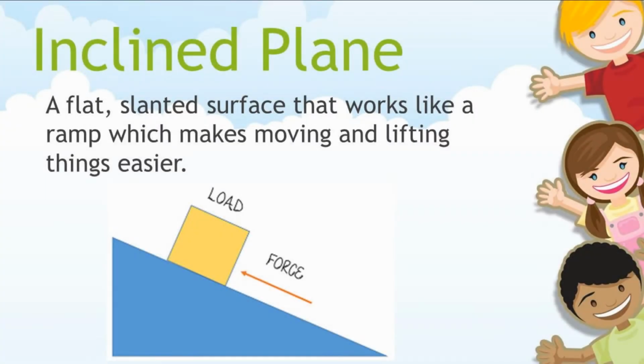The second type of simple machine is an inclined plane. It is a flat, slanted surface that works like a ramp, which makes moving and lifting things easier. It lessens the effort exerted in transporting weight over a distance and height. It is used in raising and lowering a load.